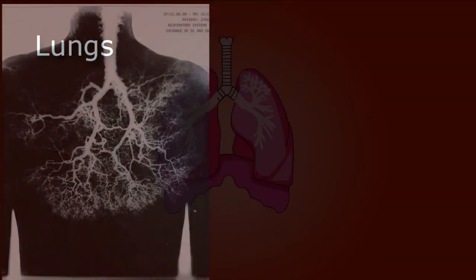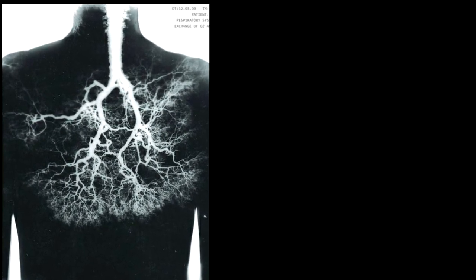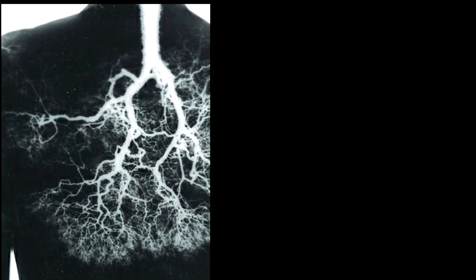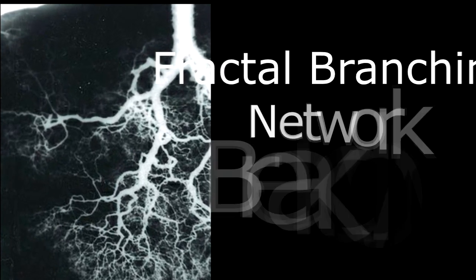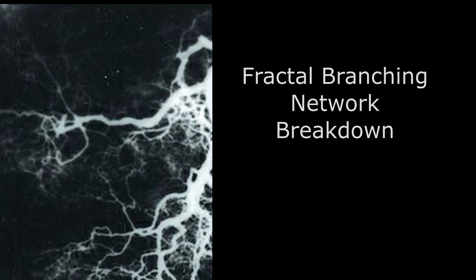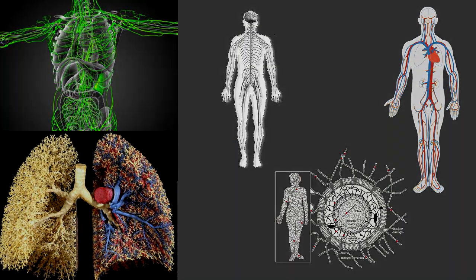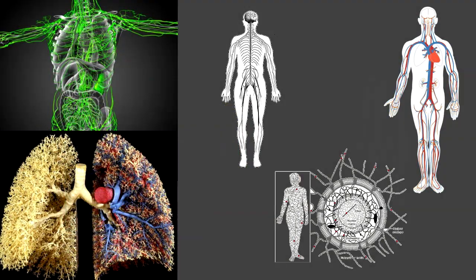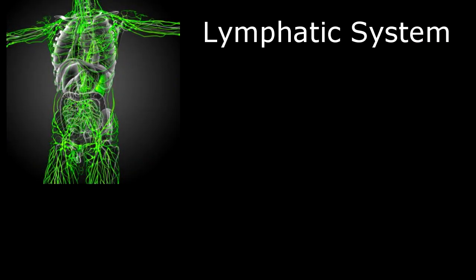In fact, if you look at scans of people that have COPD, different pulmonary diseases, you can see this fractal branching network basically just broken down. All the alveoli just aren't able to get oxygen. Nervous system, paralysis, neuropathy. Think of all the diseases related to the nervous system sort of breaking down. The lymphatic system, this is where your immune system resides.